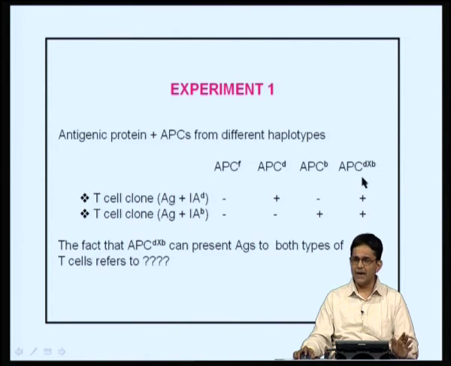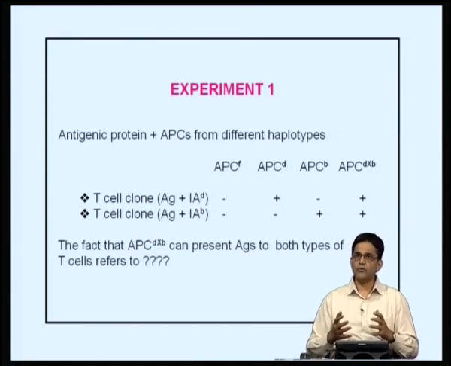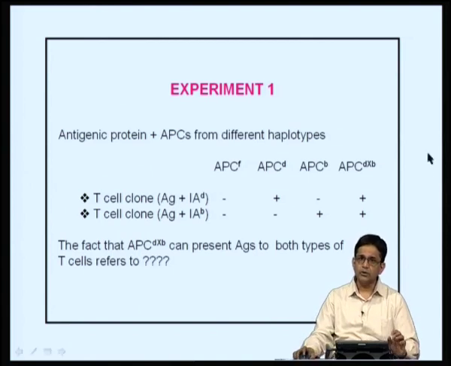Now the APC, which is the F1, which has a D and B, will generate a response in both the clones, because it expresses one allele of D and one allele of B. So what does this refer to? This refers to codominance. This is the phenomenon of codominance, and that is because we have one set of chromosomes from our father, one set of chromosomes from our mother. So we are 2N. That's why both types of MHC molecules will be expressed on the APC. As a result, this APC will be able to present the antigen in the D as well as the B. So this is a very important concept, and I hope students understand this very well.